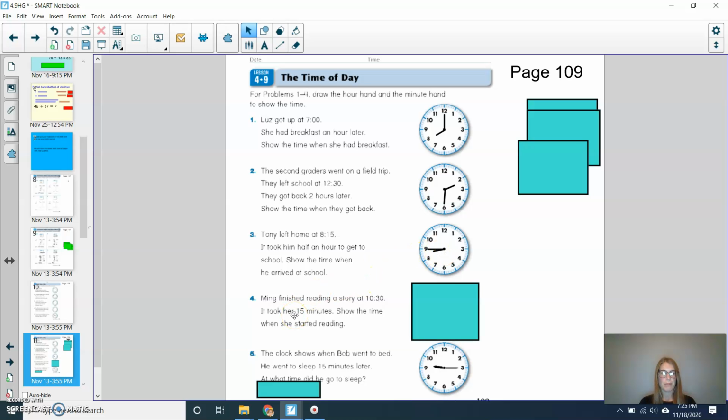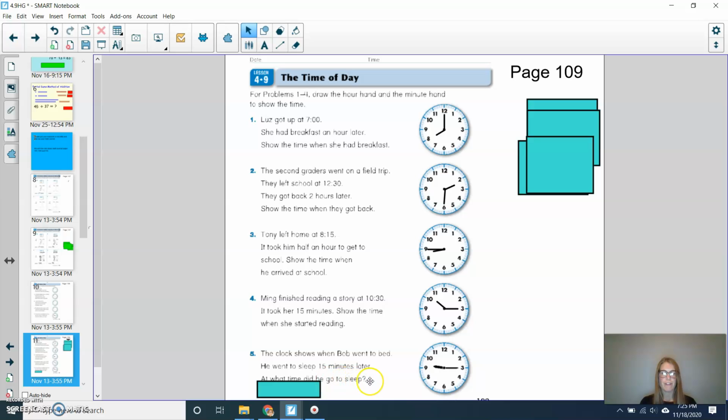For question 4, Ming finished reading a story at 10:30. It took her 15 minutes. Show the time when she started reading. So I need to think 15 minutes earlier than 10:30. So I should be showing 10:15. Notice how my hour hand is a little bit past the 10, and then my minute hand, the longer hand, is on the 3.